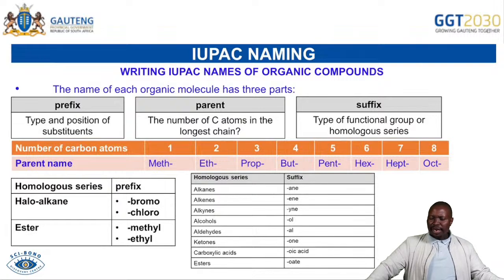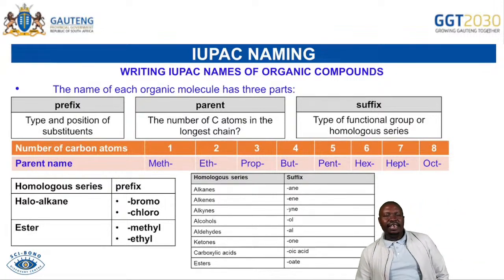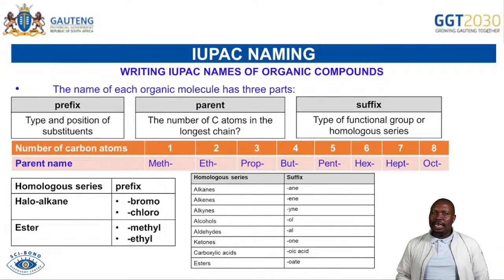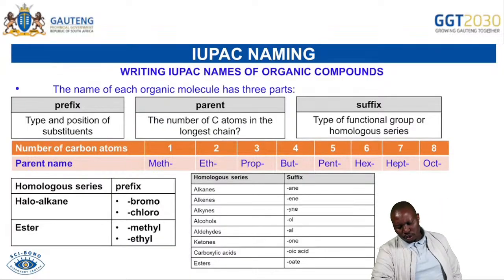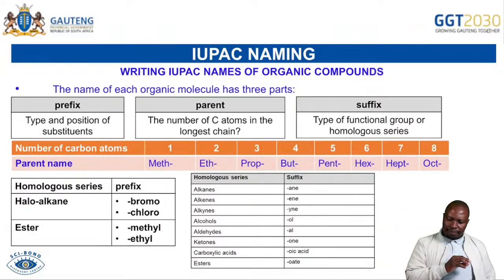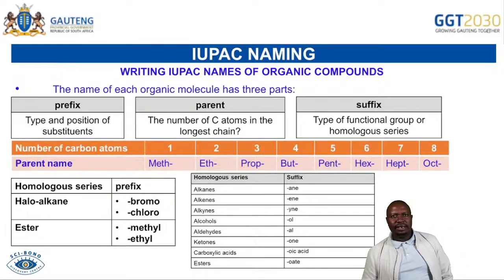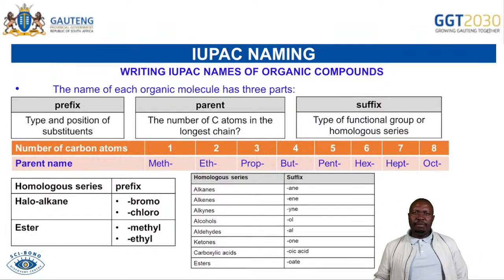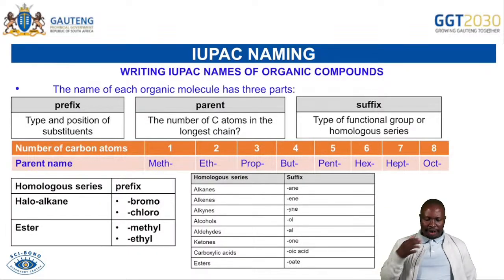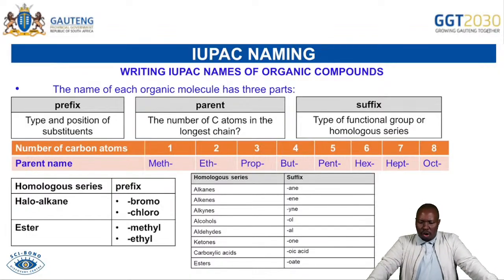Now, the name of each organic molecule has 3 parts. So that's the first thing that we want to do. We want to dissect a name so that when you see a name, you don't have a problem. You'll be able to see that this name has 3 parts, and you must at all times be able to see the parts. Let me give you, for example, a name. Let's say you are given a name called 2-chlorobutane.